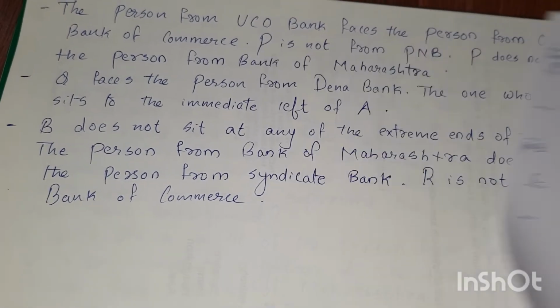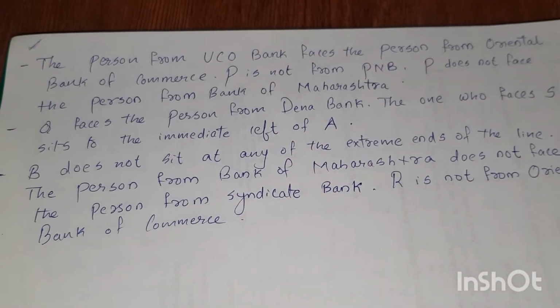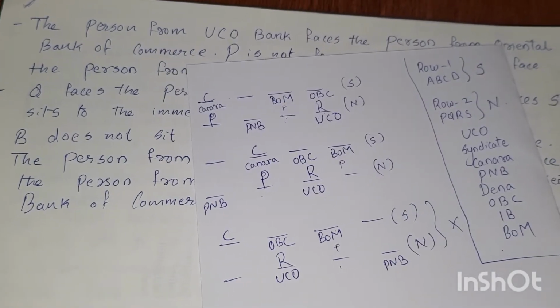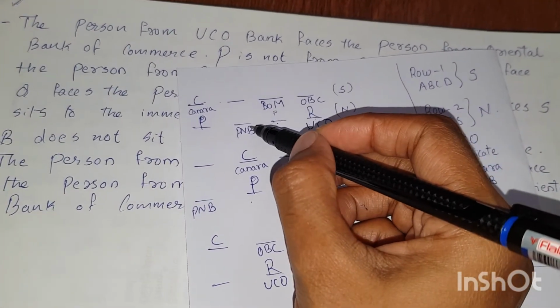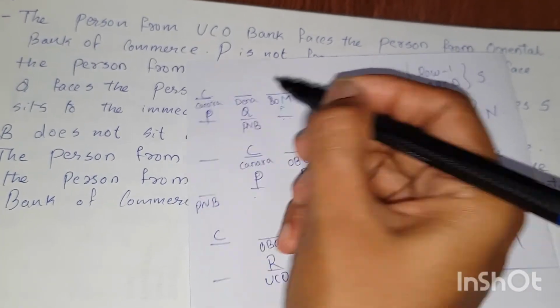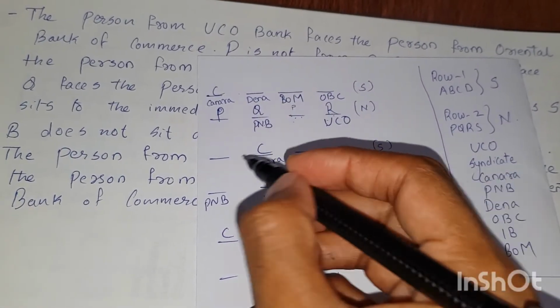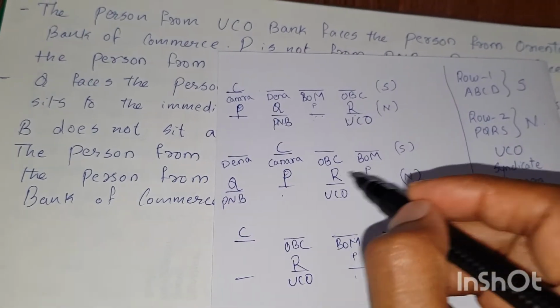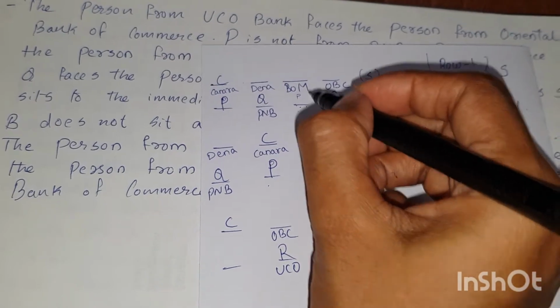Okay, now Q faces the person from Dena Bank. Q is facing the person from Dena Bank, that means Q is here, Dena Bank is here. Okay, PQRS. The remaining person is S.